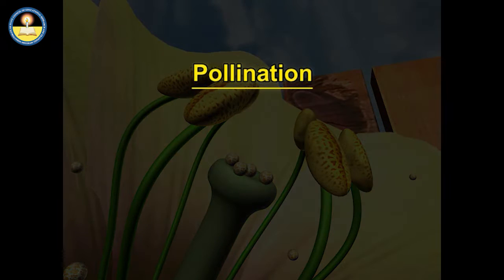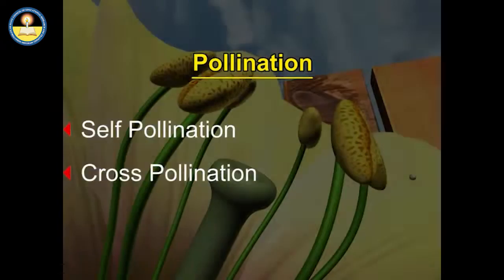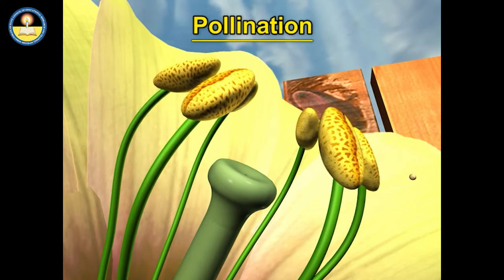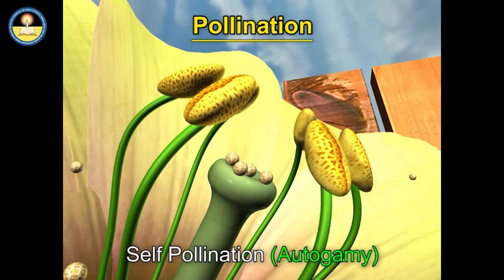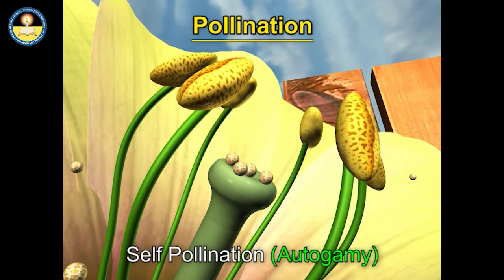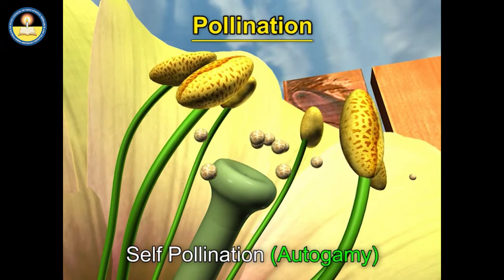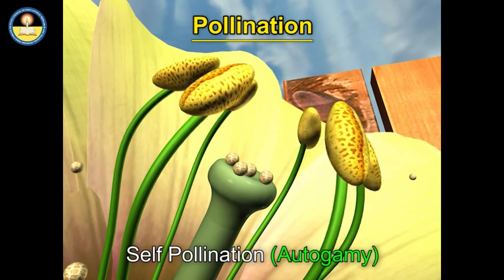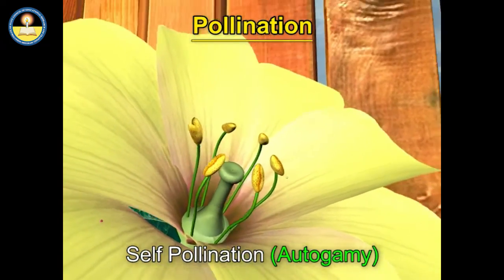Pollination is of two types: self-pollination and cross-pollination. If the pollens are transferred to the stigma of the same flower, it is known as self-pollination or autogamy. In this case, the pollen grains are transferred from the anther to the stigma of the same flower or different flower present on the same plant.